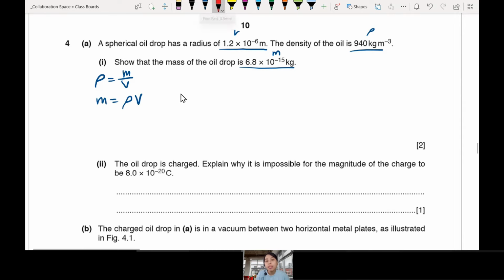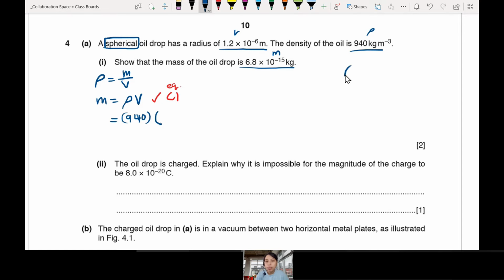At this point, if you got this somewhere in your working, you can put a check mark there and say, oh, I remember density is mass over volume. That's one mark for the equation. Now we need to substitute in all the things that we know. Density, 940 kilograms per meter cubed. Volume, they didn't really give volume, they gave radius. So I think we'll need to do an assumption here.